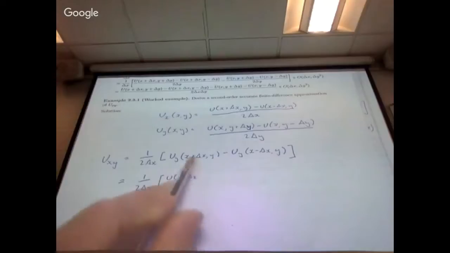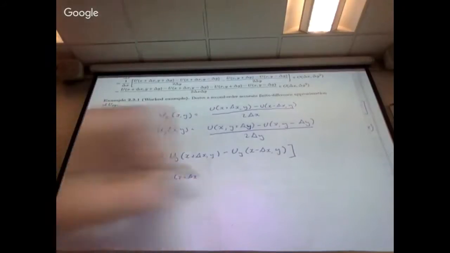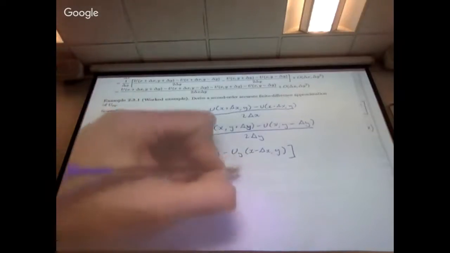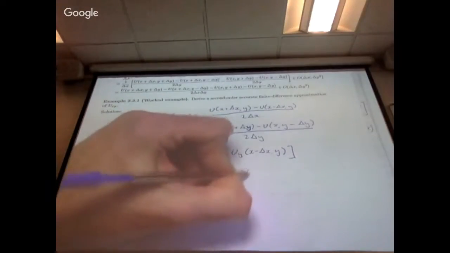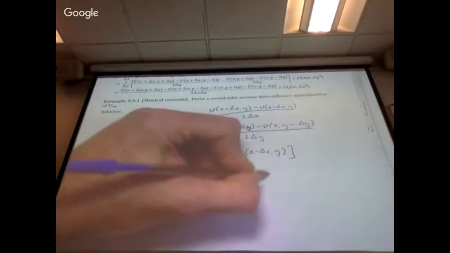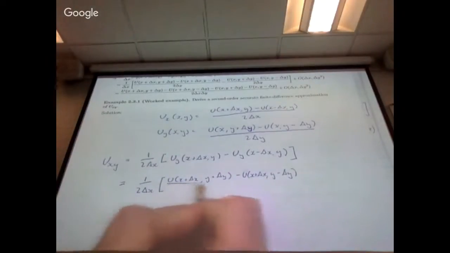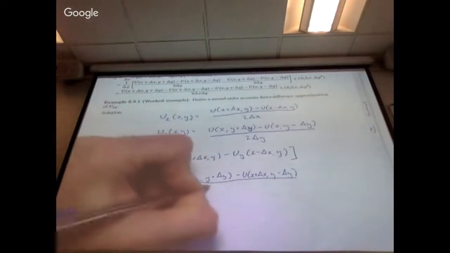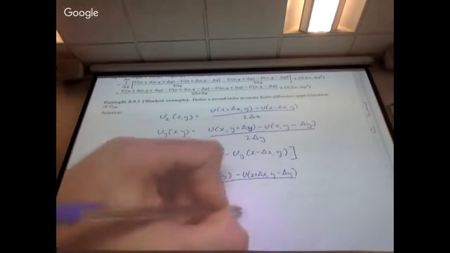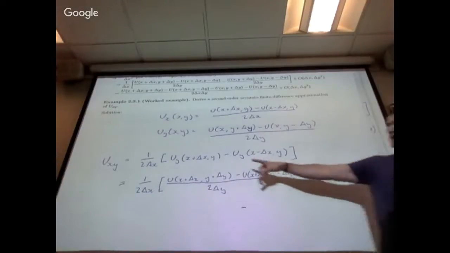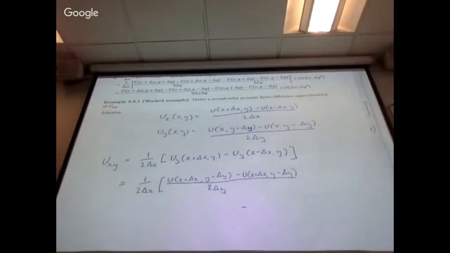Okay, so u of x plus delta x, that's the same, but this time we go forward in y. And we subtract, again, u of x plus delta x, that remains the same, and we go backwards in y. And that's all over 2 delta y. Okay, so that's the first derivative. Now I do the second derivative.